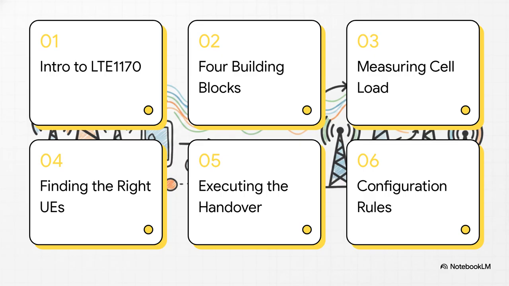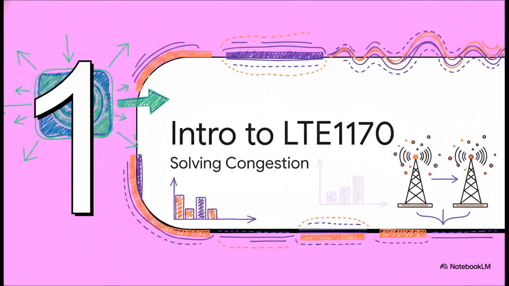First, an introduction to LTE 1170. Second, the 4 building blocks making it work. Third, how we actually measure cell load. Fourth, finding the right UEs to move. Fifth, executing the handover itself. And finally, the configuration and deployment rules. All right, let's jump right in. Section 1, Introduction to LTE 1170 and how it solves network congestion.